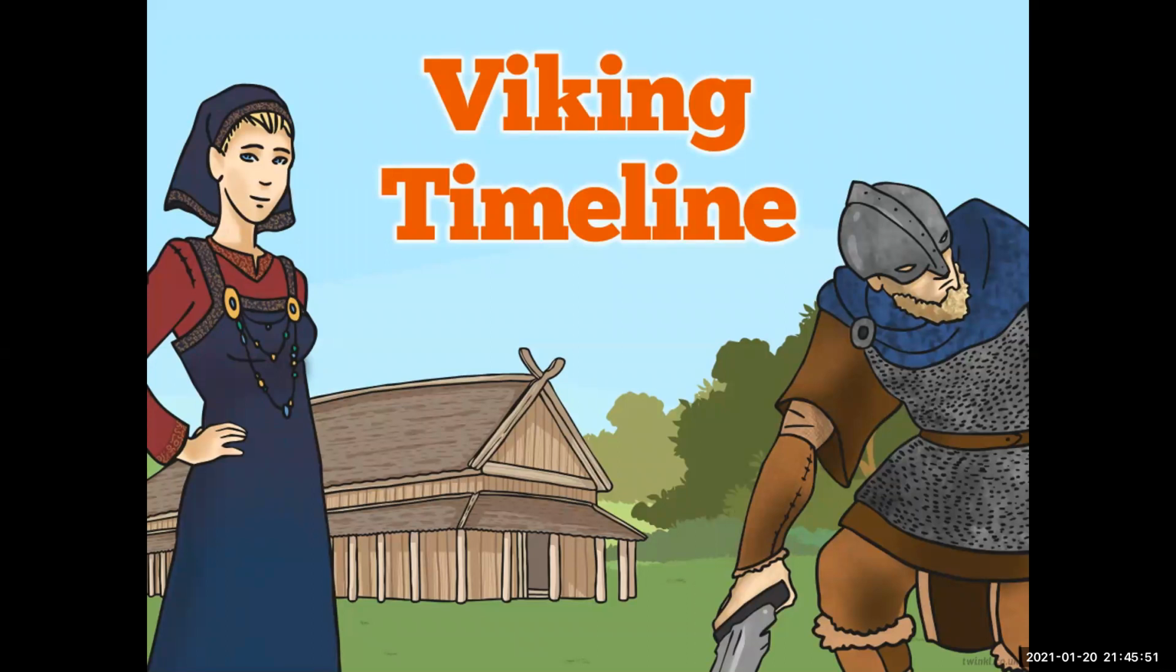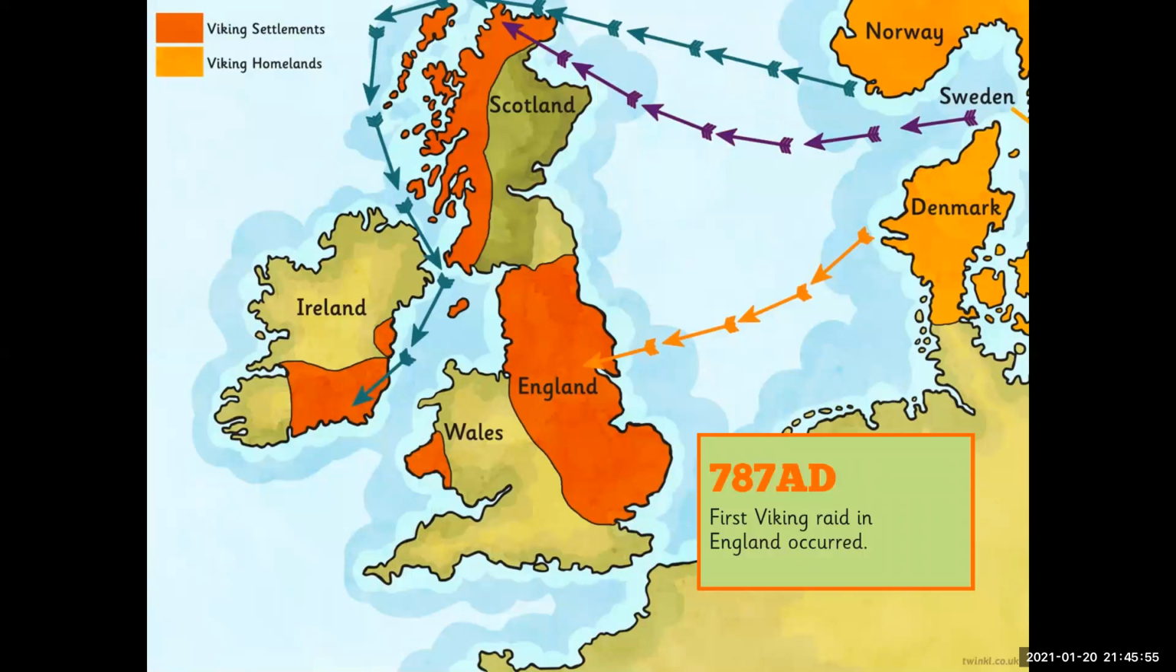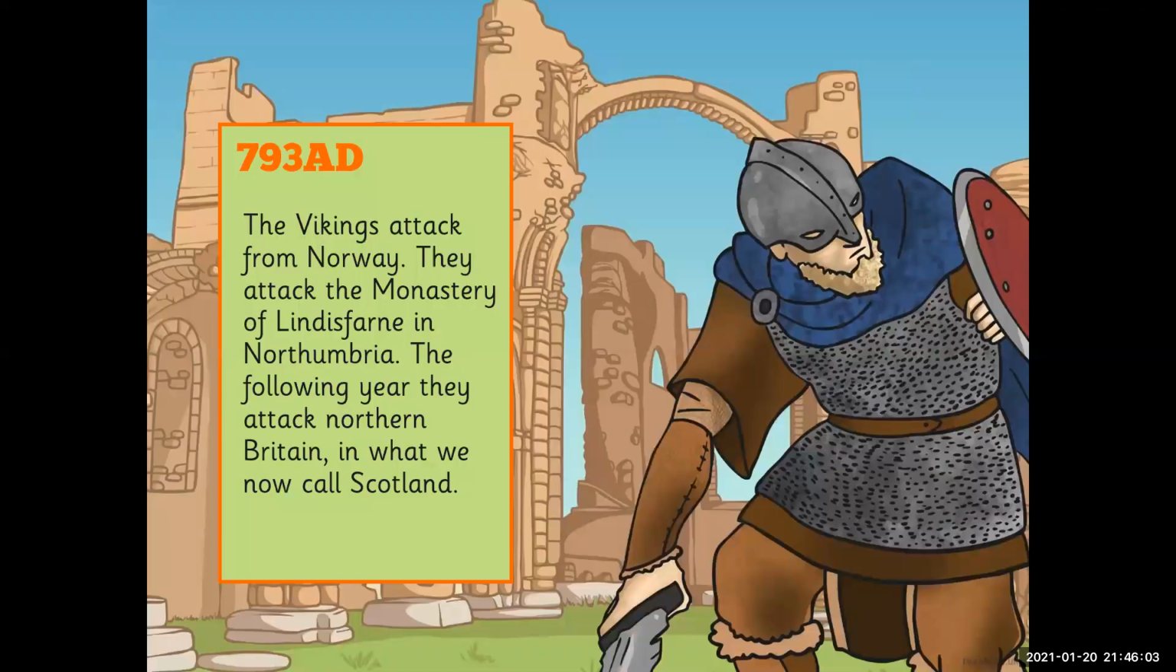So let's have a little look at the timeline of events. In 787 AD, the first Viking raid in England occurred. In 793 AD, the Vikings attacked from Norway. They attacked the monastery of Lindisfarne in Northumbria. The following year, they attacked northern Britain in what we now call Scotland.